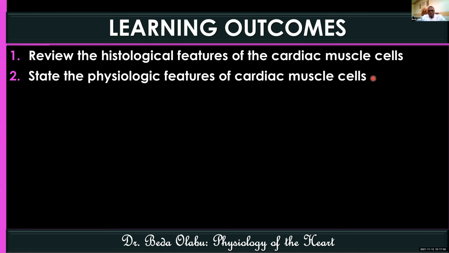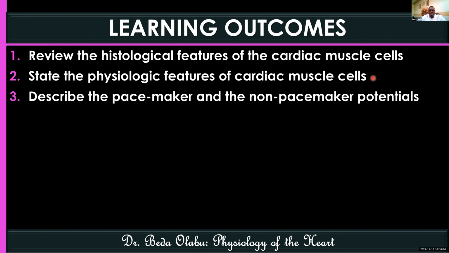But in particular, we look at physiological features of cardiac muscle cells. Then we will revisit the concept of action potentials as seen in neurons. Sorry, as seen in the heart. The action potentials which are seen in the heart can be categorized into two. Those ones which are displayed by the pacemaker and those ones which are displayed by the rest of the cardiac muscle cells. We'll look at both of them.